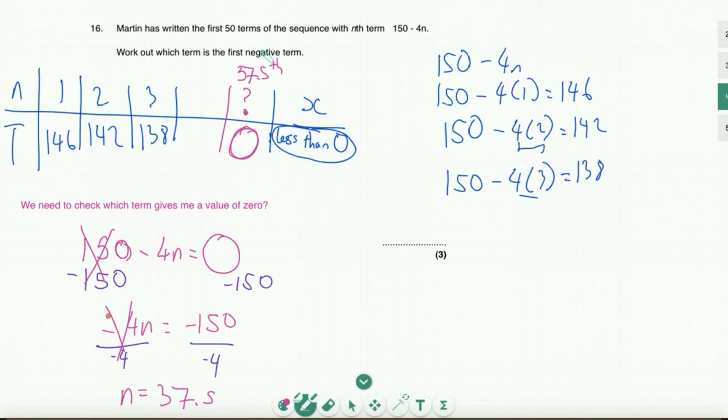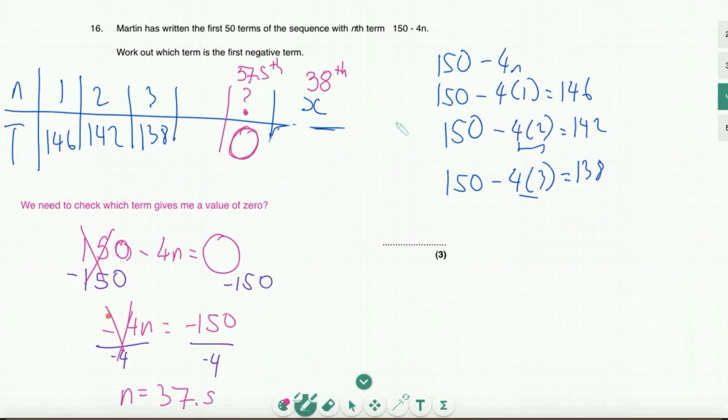All right. So first of all, we can't really have a 37.5th term. But if we did have a 37.5th term, it would be 0. Therefore, which term will give us a value of less than 0? It'll just clearly be the next term. So what's the next whole number after 37.5? It's the 38th term. The 38th term should give us a term of less than 0. Let's check.